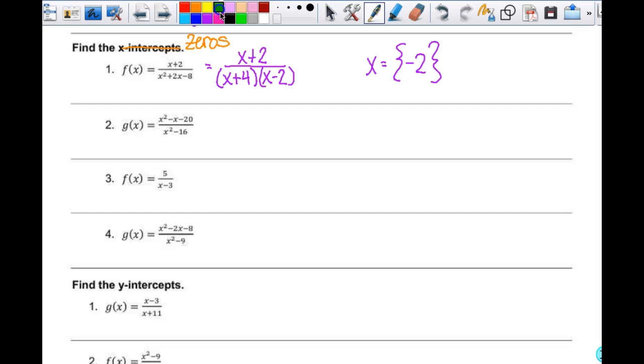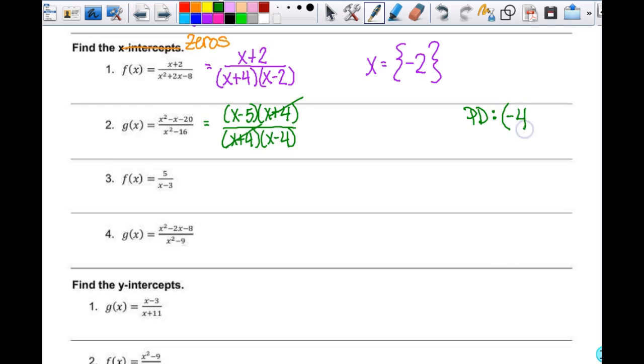So on number 2, I'm going to factor that. It's going to give me x minus 5 times x plus 4 over x plus 4 times x minus 4. Okay, can I reduce anything? Yes. Now when I do, even though we're just talking x-intercepts here, I have to notate that that's point discontinuity. That's point discontinuity with an x value of what?